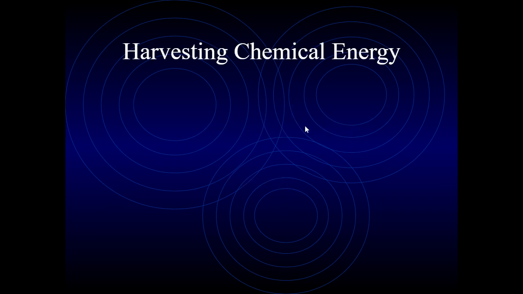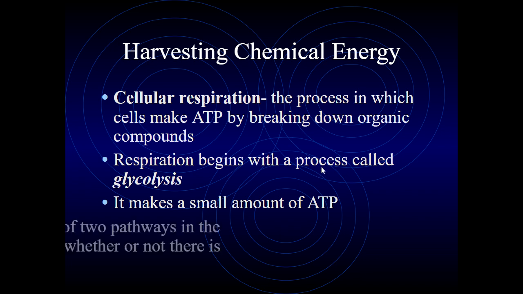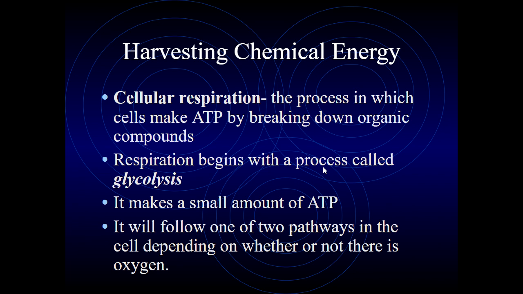So cellular respiration is a way to harvest chemical energy. So this is the process in which ATP breaks down organic compounds. Respiration begins with a process called glycolysis. So this makes a very small amount of ATP. Remember, ATP is what we use for energy in our blood, in animals, anything that are heterotrophs.